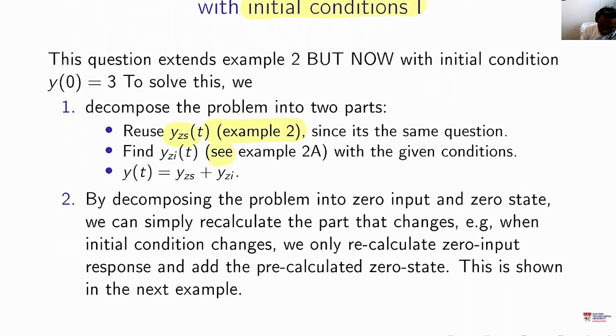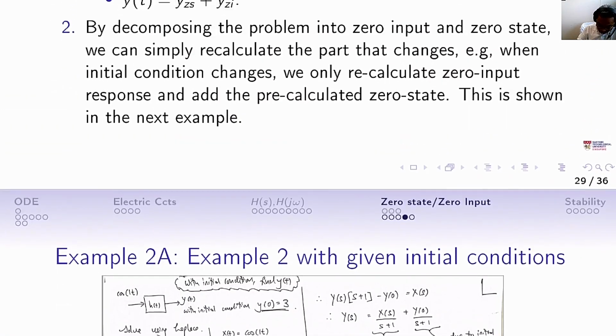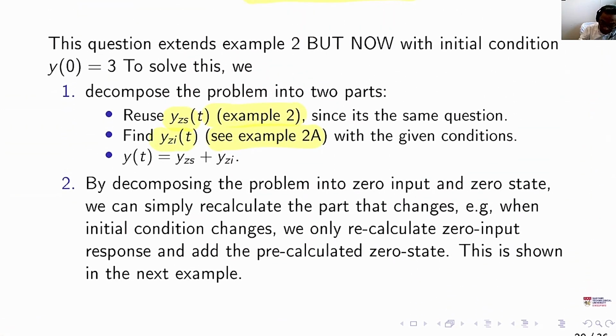In the next example, example 2a, which is on the next slide, you will see that I'm going to compute the same question. The impulse response is the same, but with the new given initial condition. We call this the zero input response: the response only due to the initial condition. The system is not relaxed, and the input is 0. That's why it's Zi, zero input.